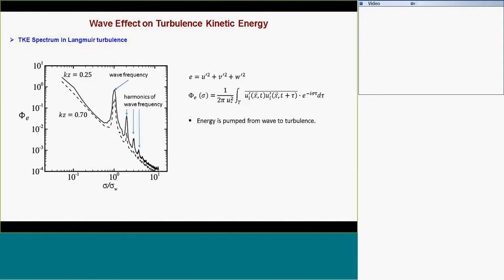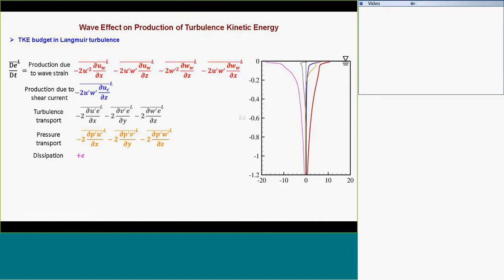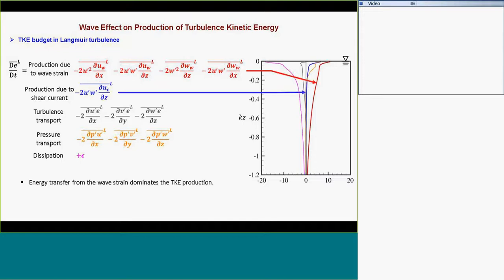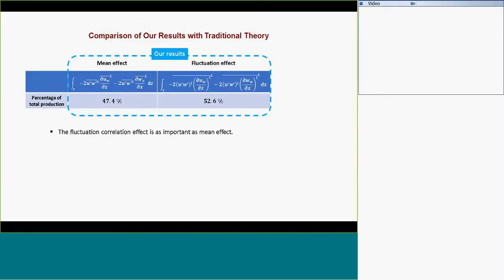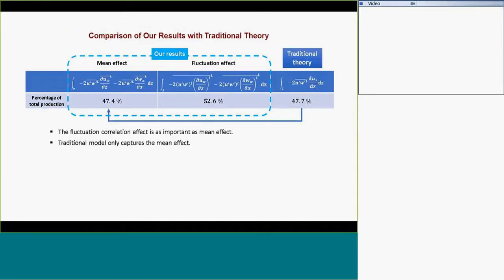So the question is, how large are they? We can do the computer simulation as we described, and do a lot of analysis, but we skip those details and go to the final results. So what do these final results tell us? Very interesting. We find that there is a mean effect, which accounts for 47% of the energy source. But there's another, also due to the fluctuation effect, similar to the vortex dynamics, that is 52.6% in that case.